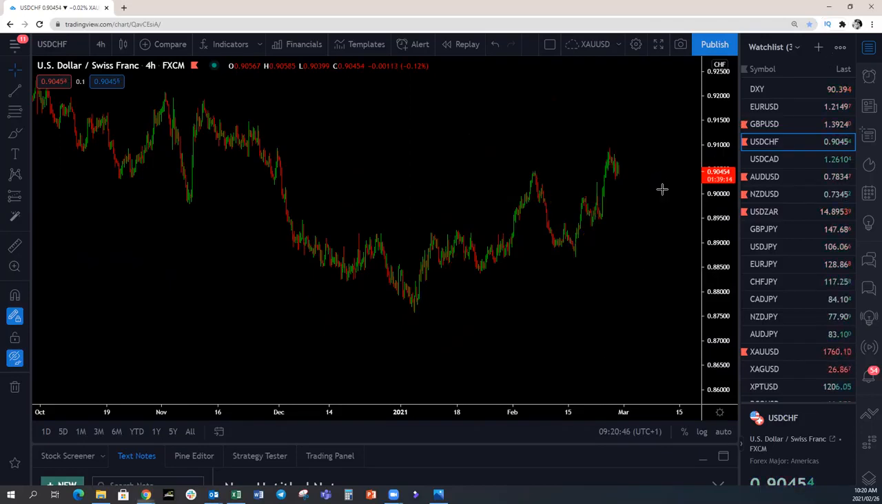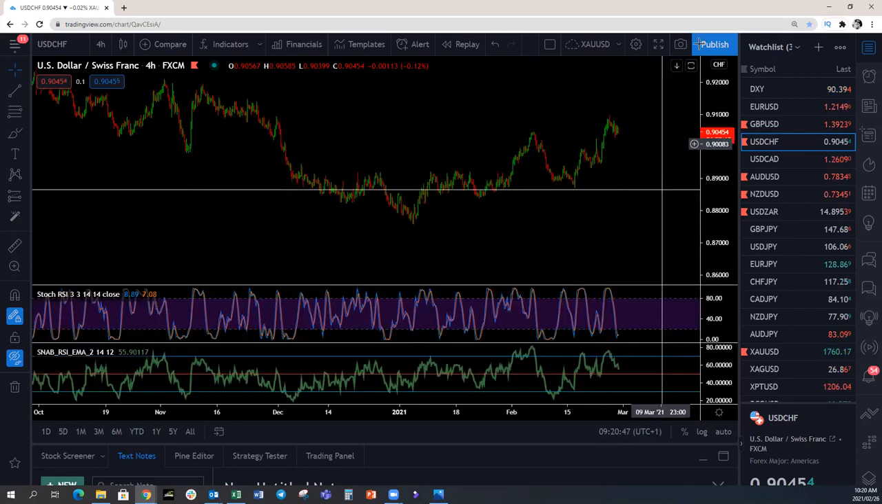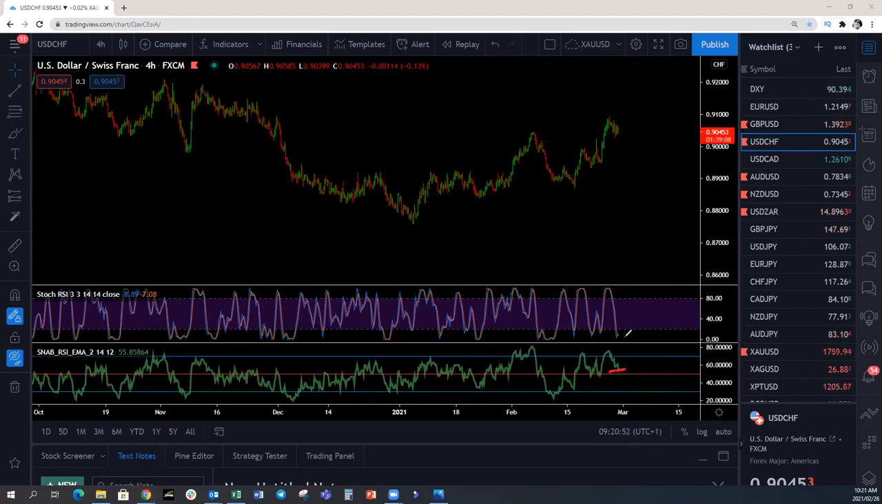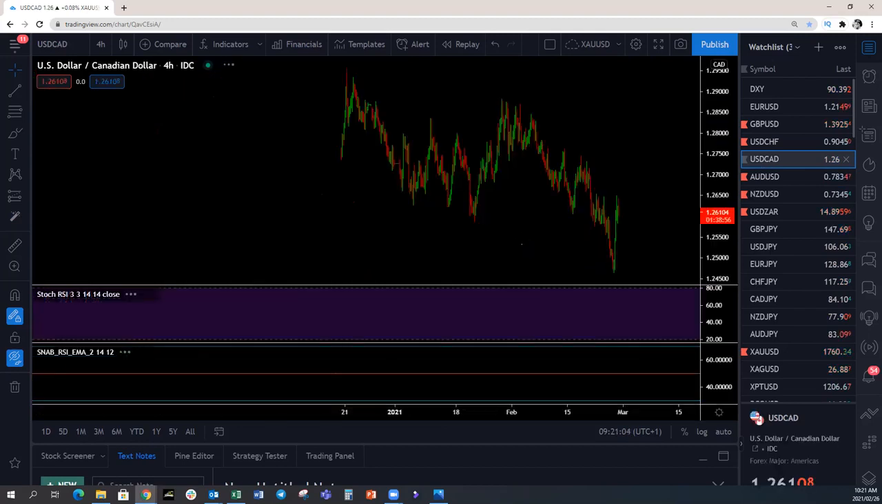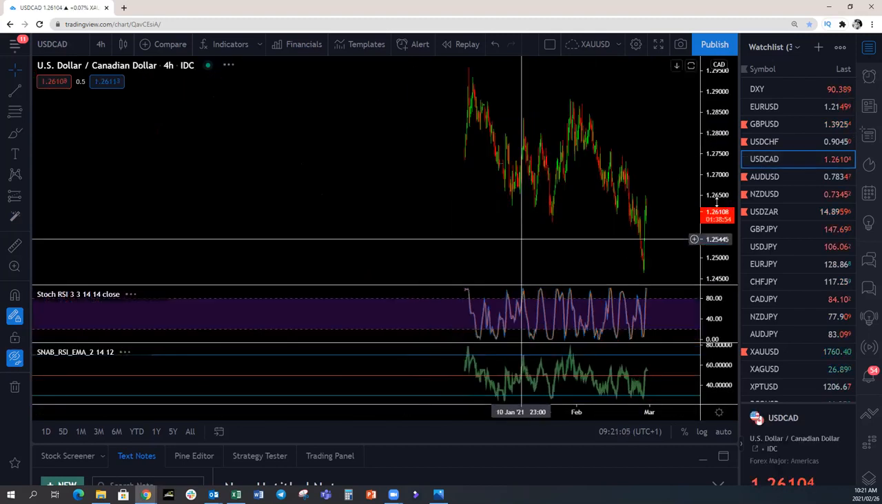You don't want to be in a trade on that. The RSI is above 50. We are at the bottom, so this one is showing us continuation to the upside. We're going to see, even if it's a short-term upside, we should see something like this on the US dollar CHF. US dollar CAD, a bit of a bounce here with the rest of the US dollar pairs.